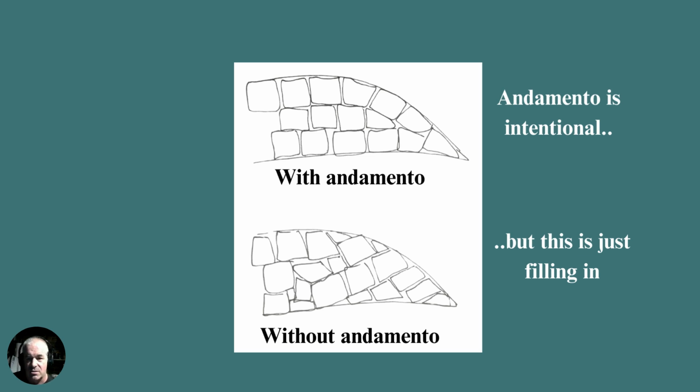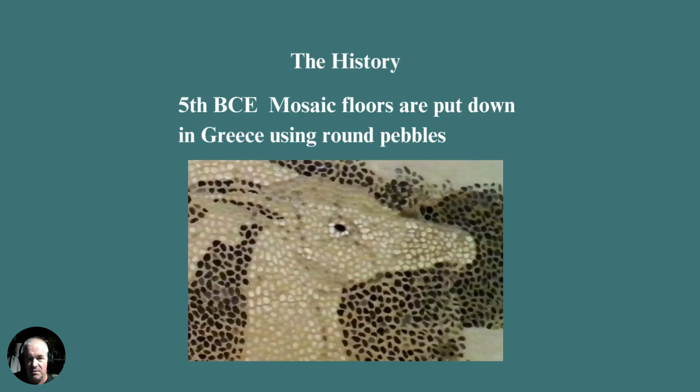Now, let's just have a little bit of a history lesson here. Mosaic floors, we can say, were seen in any consistent amount, there are isolated examples, but in any consistent amount, we're seeing mosaic floors in Greece, 5th century BCE, and they are made using round pebbles. And this is quite typical. The color range is not that great, but you can see they are able to create certain images.